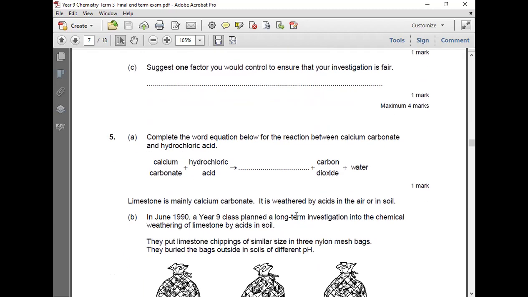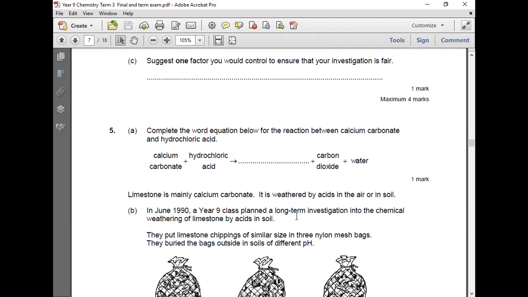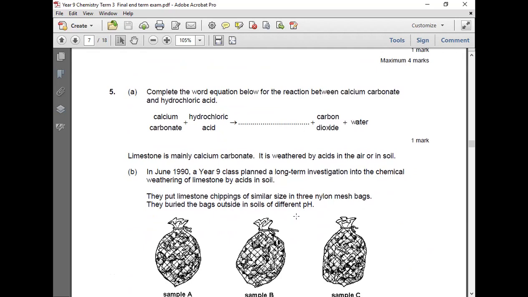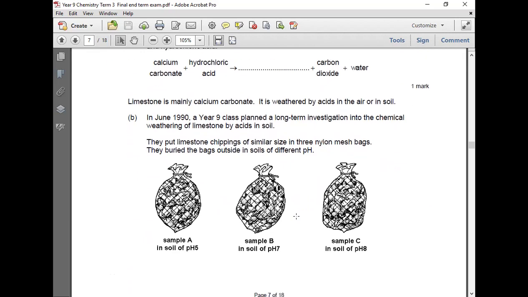Complete the word equation below for the reaction between calcium carbonate and hydrochloric acid. When you add calcium carbonate to hydrochloric acid, what comes out? They give you two of the products, that's carbon dioxide and water. Limestone is mainly calcium carbonate. It's weathered by acids in the air or in soil.